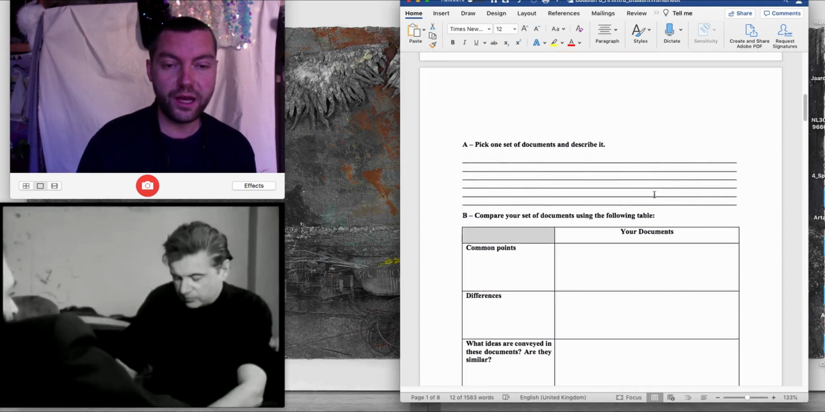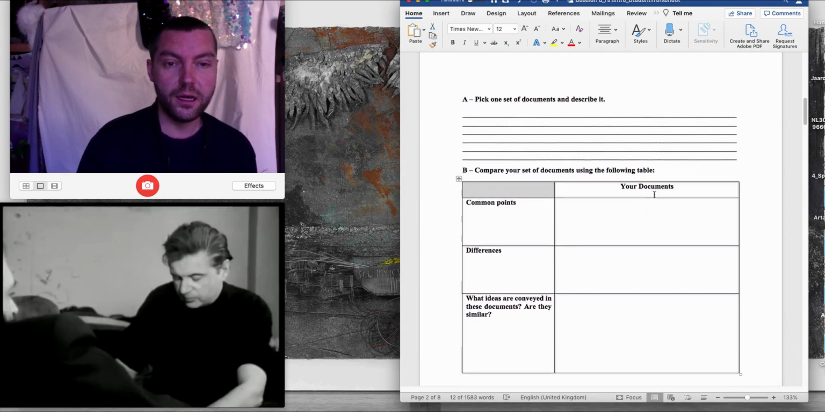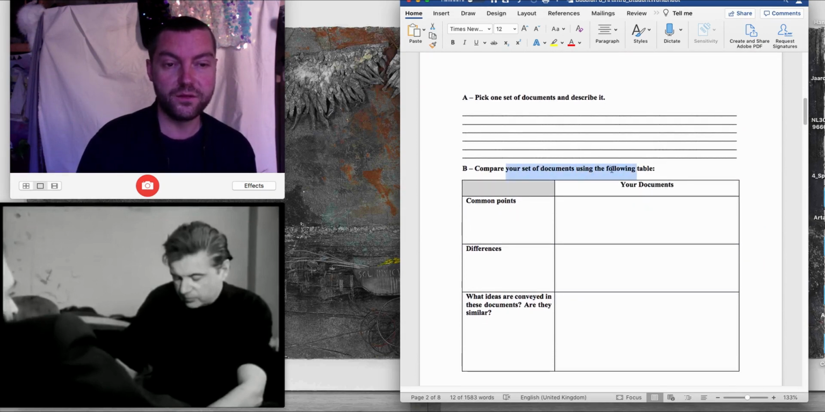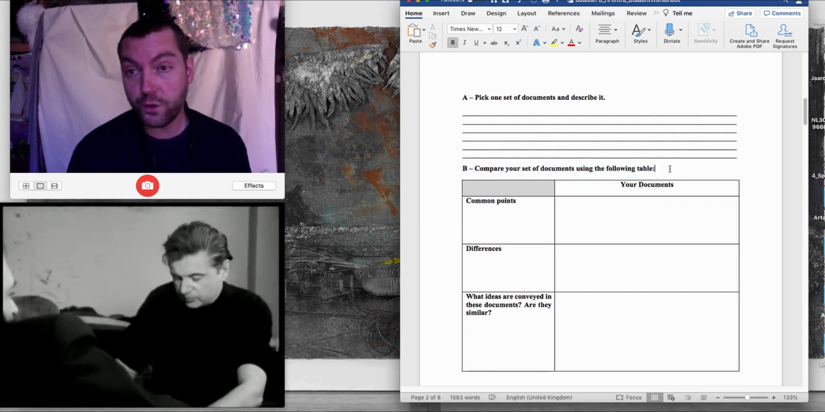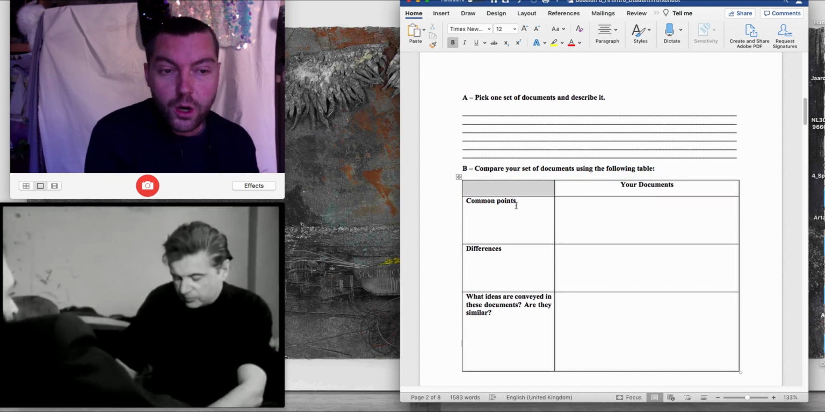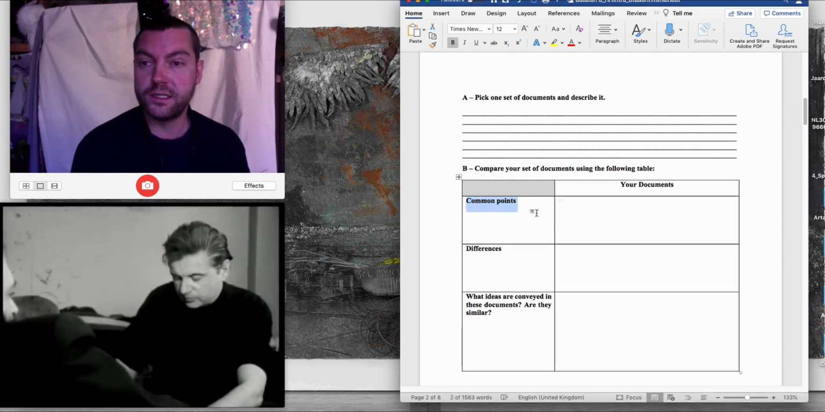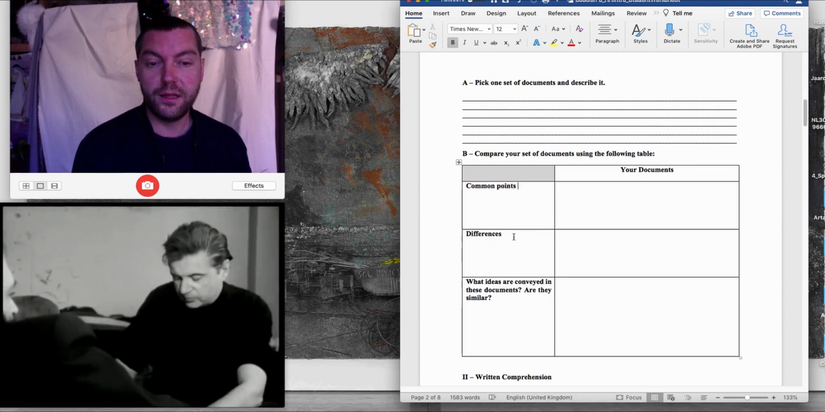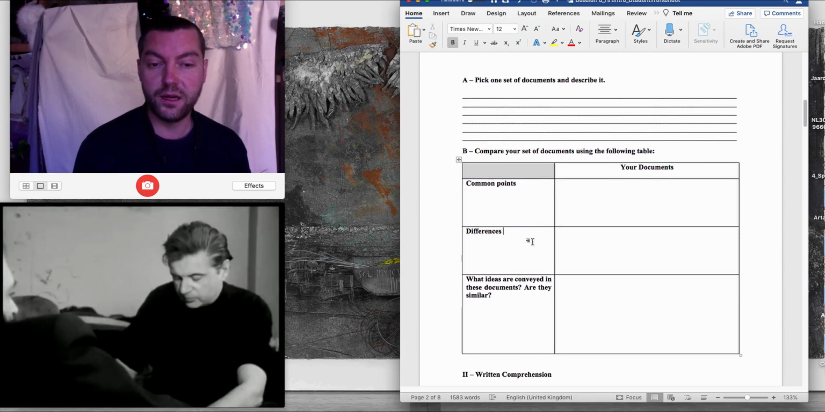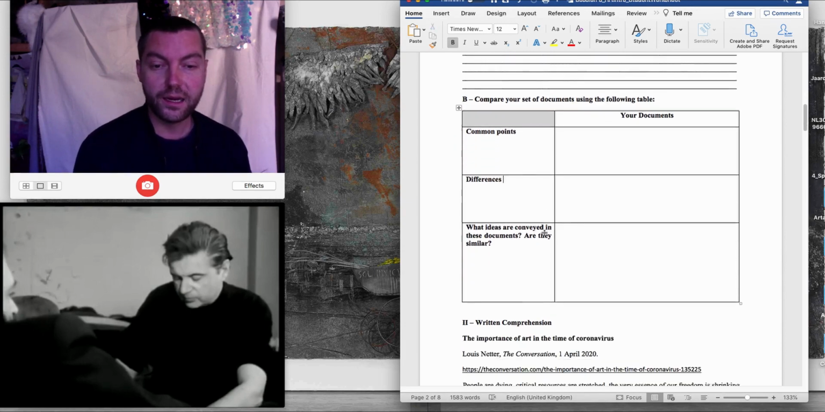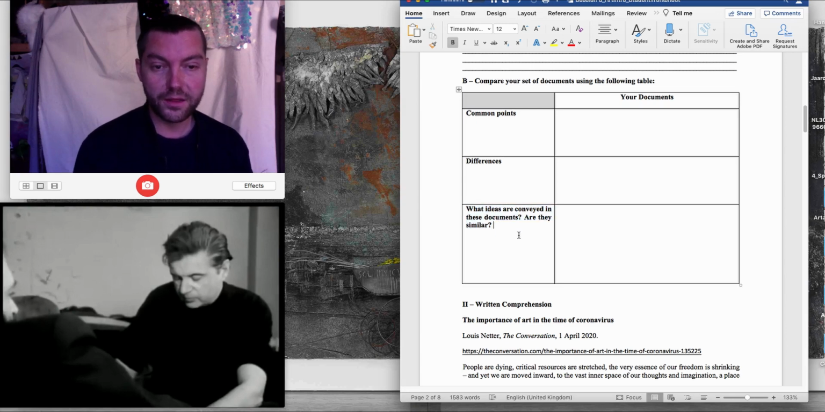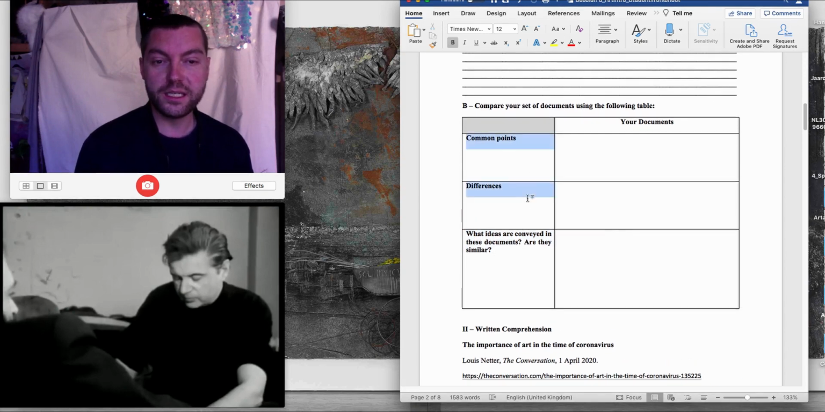And once you've done that, I'd like you to try and compare your set of documents using the following table. Or if you wish, you may want to fill this in and then try and describe. So the common points, so what is there that is similar, and then the differences, so what are there that are different, and then the last one, what ideas are conveyed in these documents, and so are they similar. So this is maybe more talking about the content and the form, and this is talking about the ideas.